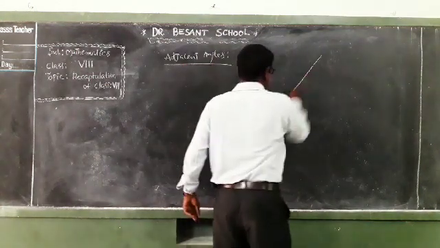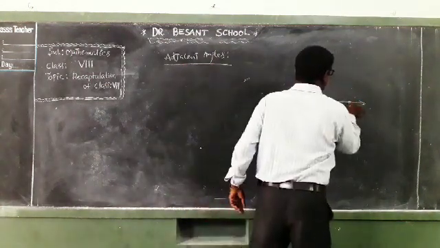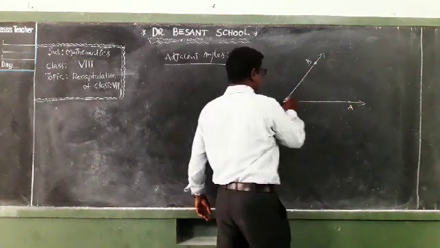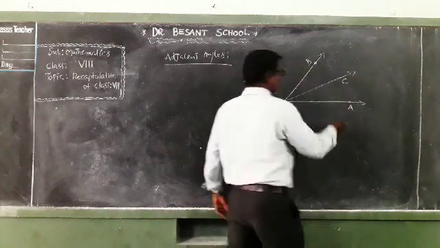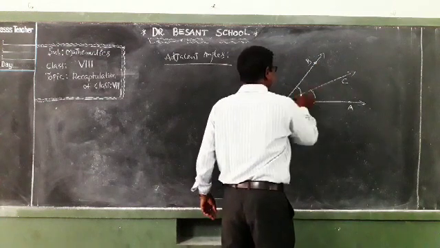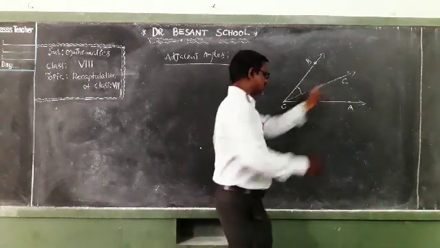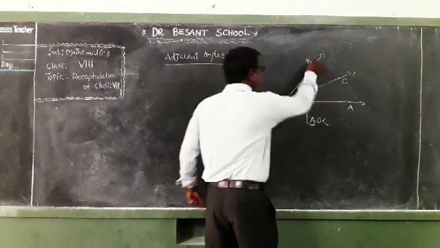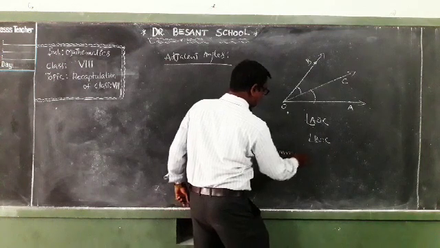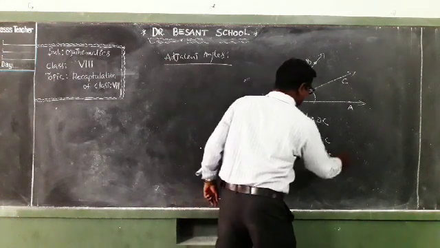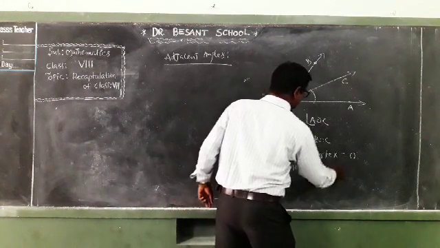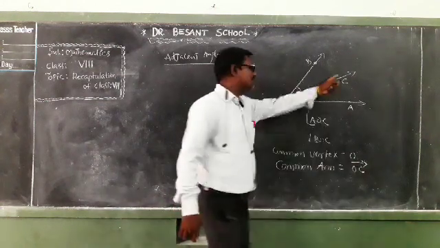If you see the diagram, observe. This is OA ray, and it is OB ray, and this is OC ray, and angle AOC is one angle, angle BOC is another angle. For this angle AOC and also for this angle BOC, what is the common vertex here? O. What is the common arm here? That is OC ray. OC ray is the common arm.